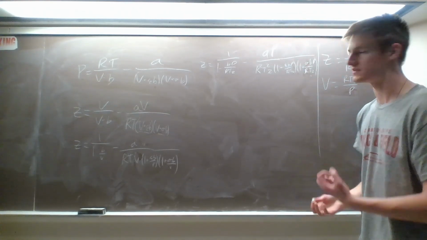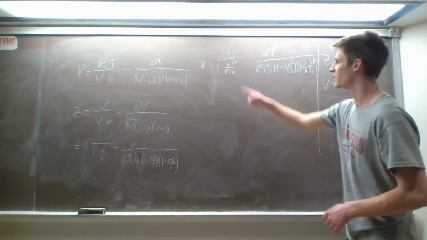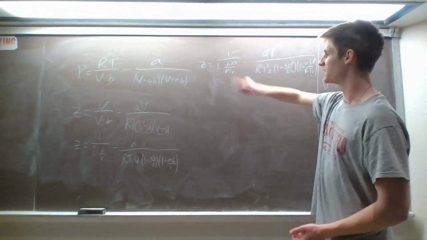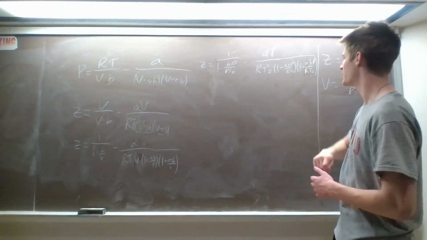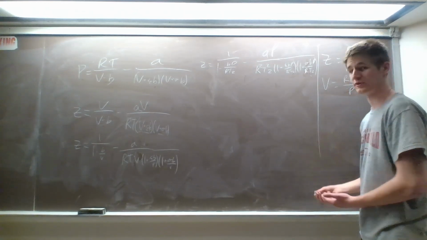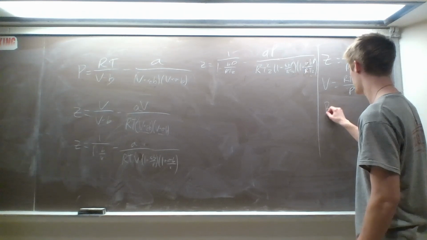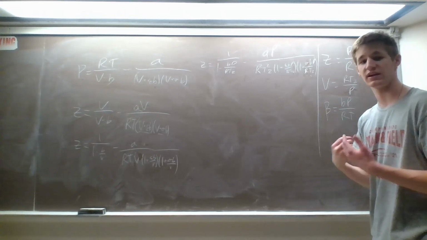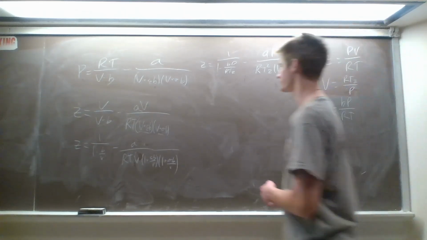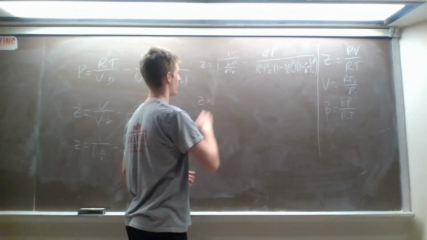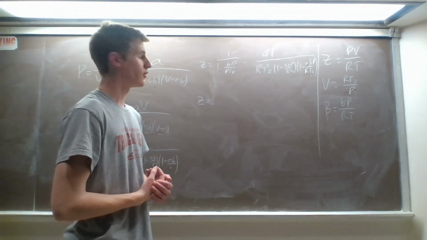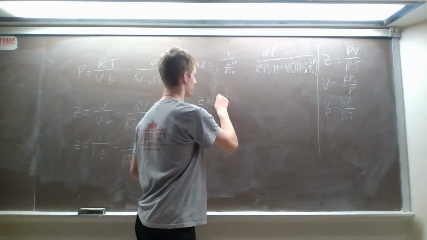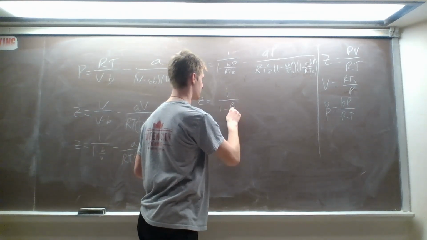Now we can see this is a bit of a mess. We've got a lot of variables, but we can also see these variables repeat in the same pattern. We have BP over RT, again BP over RT, BP over RT. So I'm going to write in a variable, beta, which is equal to BP over RT, and that'll make it a lot easier to work with. So we have 1 over 1 minus BP over RTZ, and that becomes 1 over 1 minus beta over Z.